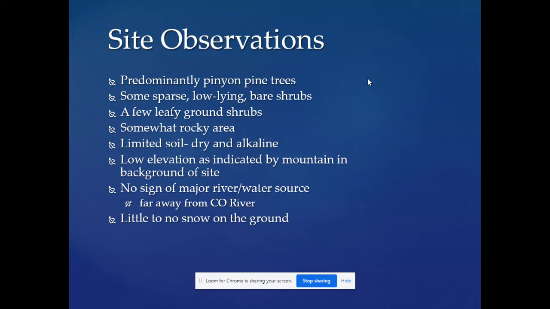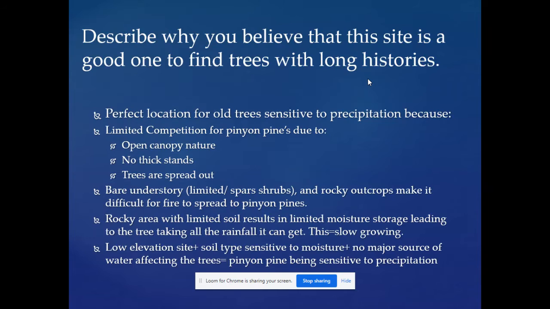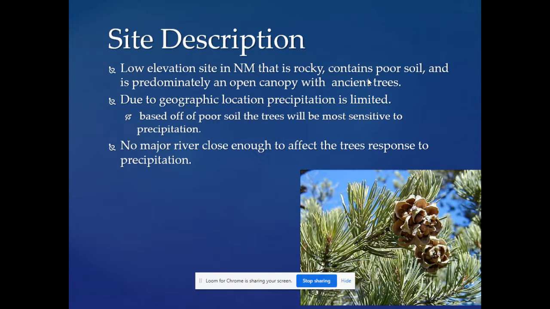So you're just telling me what the area looks like. Is there snow on the ground? Is there a river? Is there any soil, or is it pretty much dry and sandy? Then describe why you believe this site is a good one to find trees with long histories. Remember, we're looking for harsh conditions, so tell me what makes this area have harsh conditions. You could also Google your site description, so that you can find out a little bit about the area itself.